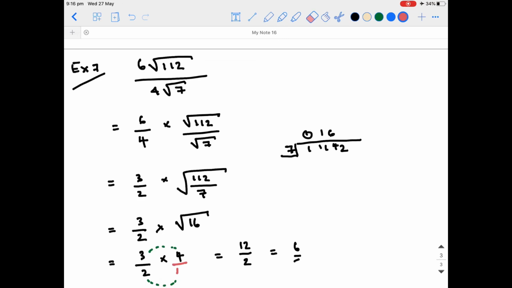So the answer to this question here, 6 multiplied by the root of 112 divided by 4 multiplied by the root of 7, is equal to 6. And that's your answer.